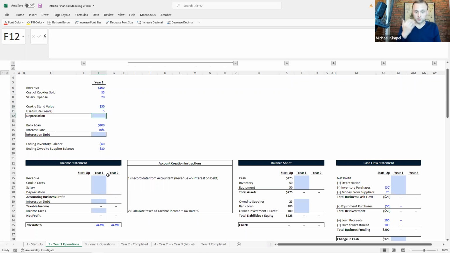We purchased the cookie stand, remember, for $50, and it has a 5-year life. So I'm going to calculate the depreciation expense, which is what we paid for the cookie stand divided by the 5-year life. So we're going to incur $10 of depreciation expense in a year. And then on the loan, we are going to incur $10 of interest expense as well. So it's $100 times 10%.